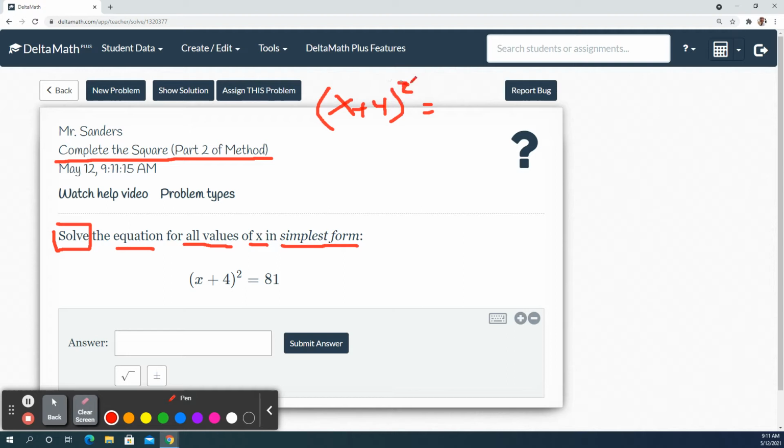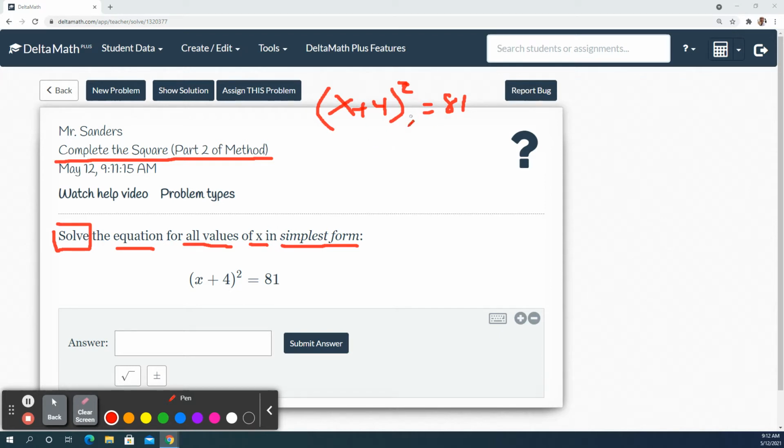equals 81. When we do this, it's good to recognize that we only see one x, even though it's squared and it gets expanded if we wanted to. Visually, we only see the one x. So if we undo all the operations, then we have x by itself. The first thing we want to do is get rid of these exponents. It's basically reverse order of operations.